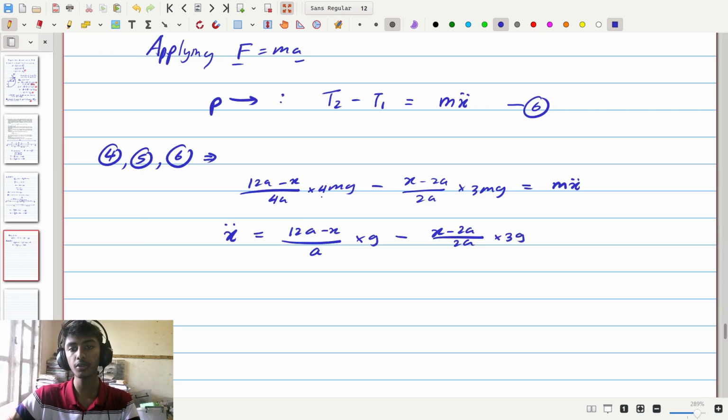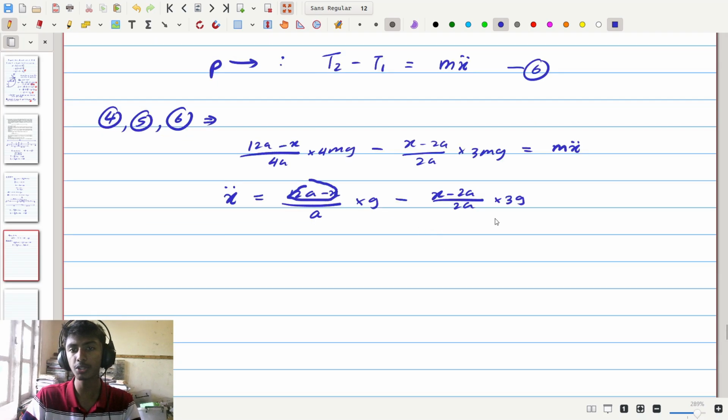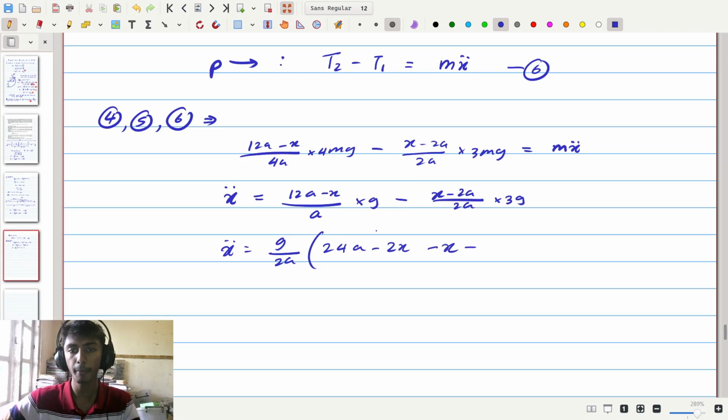Now what I'm going to do is factor out the g divided by a, and actually we can be a little clever here. If we take a 2 out as well, then we can multiply this by 2, and we're going to get x double dot is equal to g over 2a, and then on the inside this is going to become 24a minus 2x minus x, minus minus becomes plus 2a, and times 3g. So this whole thing needs to be multiplied by 3, and then that's going to be that.